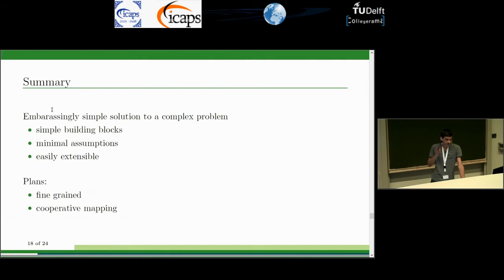So as a summary, it's an embarrassingly simple solution to a complex problem. Everything in this algorithm is simple, and it's just a combination that gives you really good results. We do make only minimal assumptions, and the great thing about this approach is that it's actually very easily extensible. And here a good part of the performance comes from just adding one domain-specific neighborhood in the local search process.